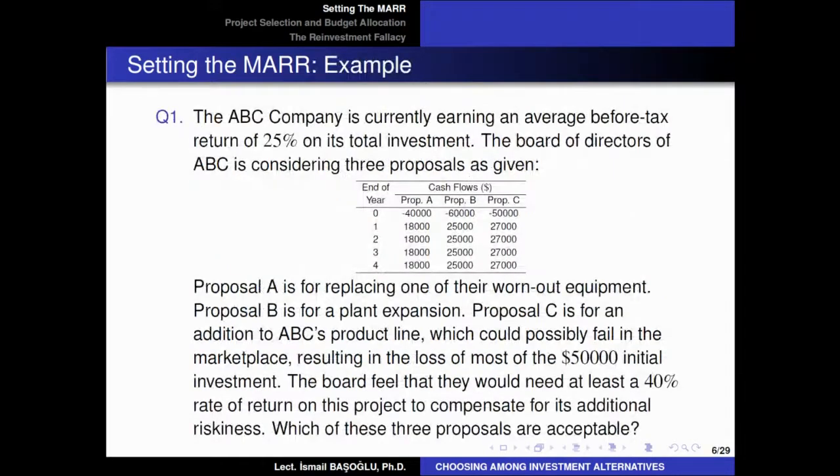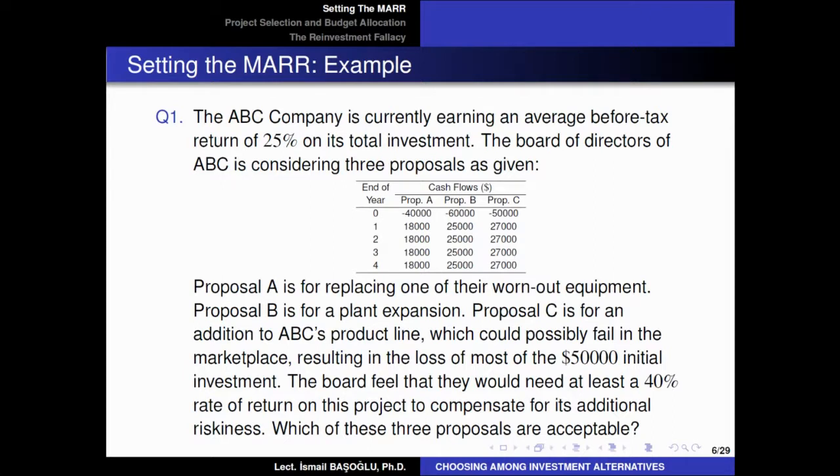Now, let's see how we can set the minimum attractive rate of return in the evaluation of these projects. In this question, and this is a case study question, basically, there is not a solid solution method. We are basically going to analyze the given information and decide about the proposal that we need to choose.